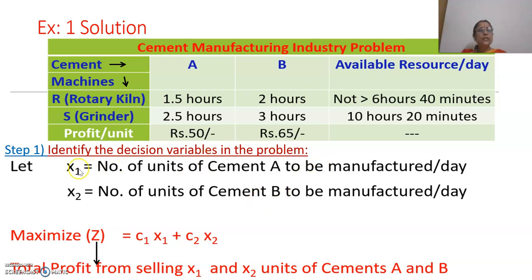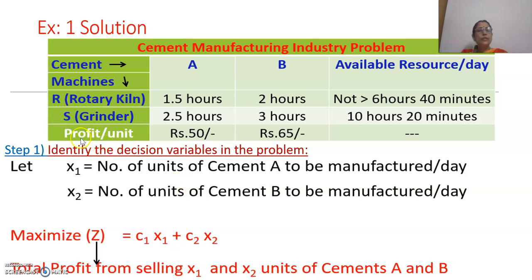That is, let us take x1 to be the number of units of cement A to be manufactured per day and x2 to be the number of units of cement B to be manufactured per day. So we have identified the decision variables, and their values we have to solve while solving the problem using any of the techniques. Then we have to proceed to the objective function.